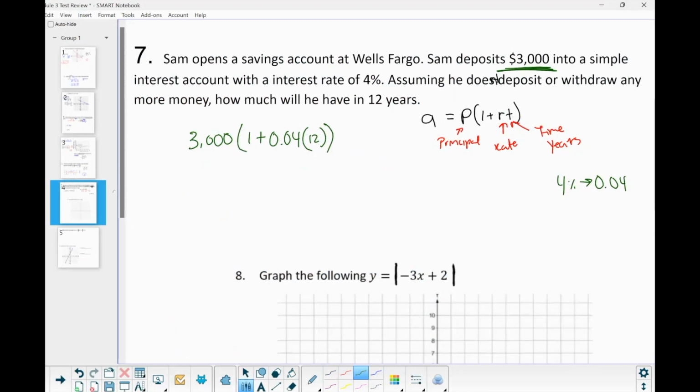All right, and then from here, we just follow PEMDAS. You want to make sure you start with your parentheses first. We're going to do 0.04 times 12. We're going to get 0.48 plus our 1 times our 3,000. Then we're going to do 1 plus 0.48, which is 1.48. And we're going to times that by 3,000. And we will have $4,440 in our account, or in Sam's account, after 12 years.